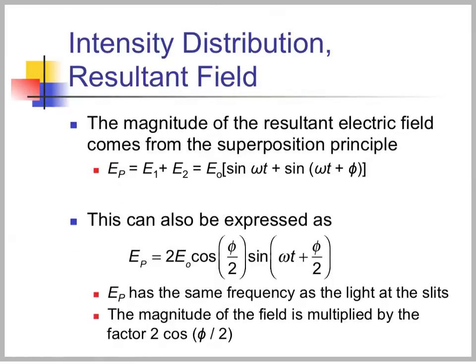The magnitude of the resultant electric field comes from the superposition principle. The electric field at point P is the electric field due to 1 plus the electric field due to 2. So we are adding these two sines. We can also express this using some trigonometry as 2 E0 cosine phi over 2 times sine of omega t plus phi over 2. So E has the same frequency as the light at the slits, and the magnitude of the field is multiplied by a factor 2 cosine phi over 2.